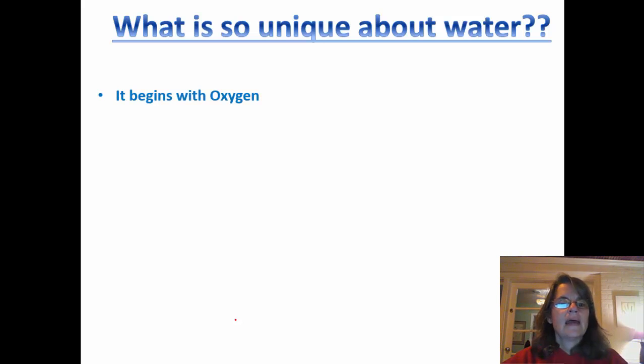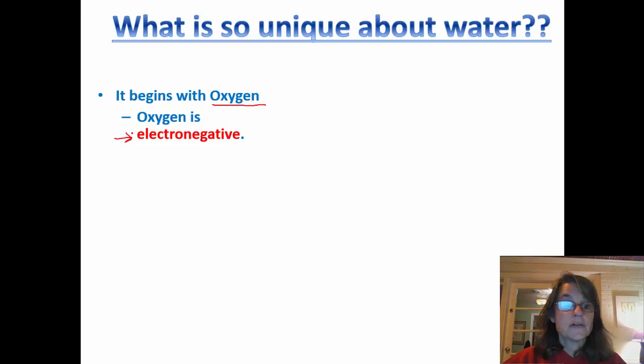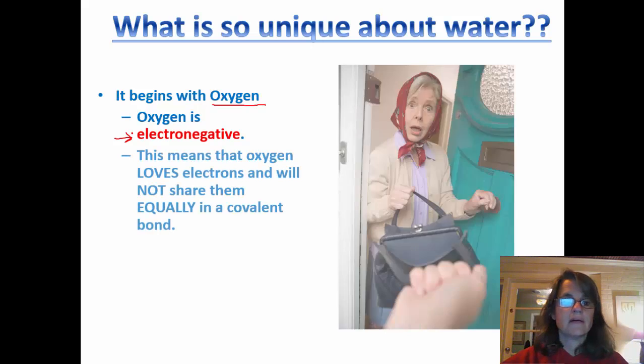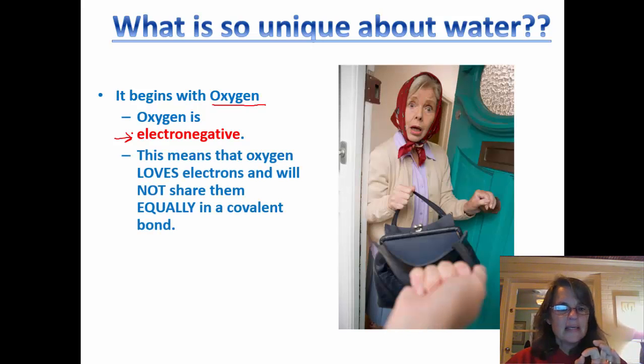Why water? It all begins with that oxygen atom that's within the water molecule. Oxygen is what we call electronegative. It's important you understand that word and that you associate it with the oxygen atom. Oxygen, electronegative. What does it mean? It means that oxygen loves electrons, and when it is sharing them in a covalent bond, it will not share them equally. It won't steal them and run away and become an ion, a charged particle.